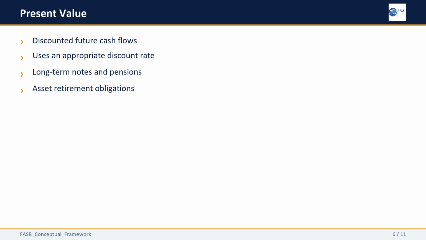The 5th attribute is present value, the discounted value of future cash flows using an appropriate discount rate. This is the right tool whenever the timing of cash matters, because $1 years from now is worth less than $1 today. You will meet present value in long-term notes, in pension obligations under ASC 715, and in asset retirement obligations under ASC 410. The discount rate is doing heavy lifting here, so a small change in rate can move the number meaningfully. That sensitivity is exactly why these measurements draw extra scrutiny.